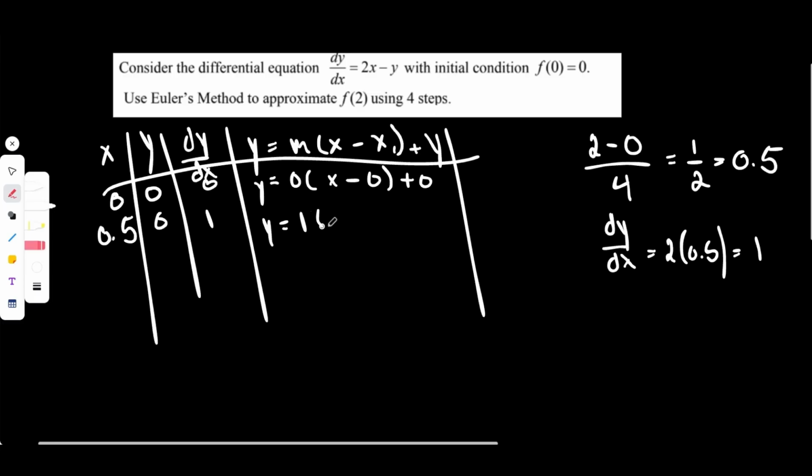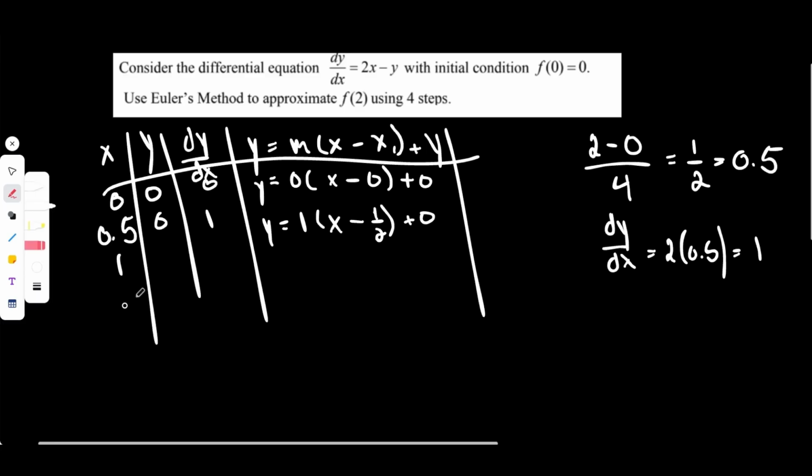So our slope is 1, right? Our slope we were told is 1. Times x minus our 0, which is 0.5. I'm going to write it as a fraction because it's easier to interpret. Plus 0 again. Okay. And again, we increment by 0.5 because we were told we are using 4 steps. So now we're at 1.